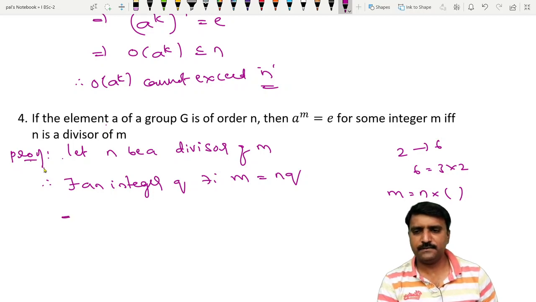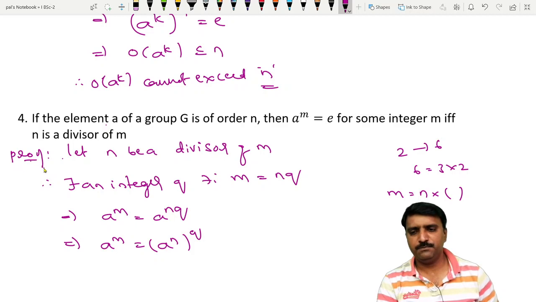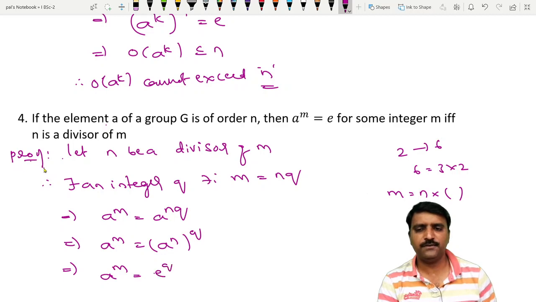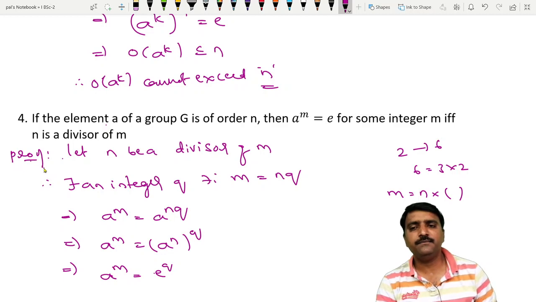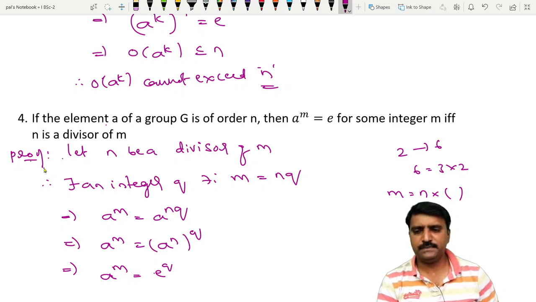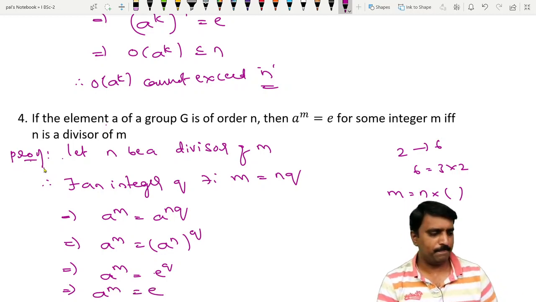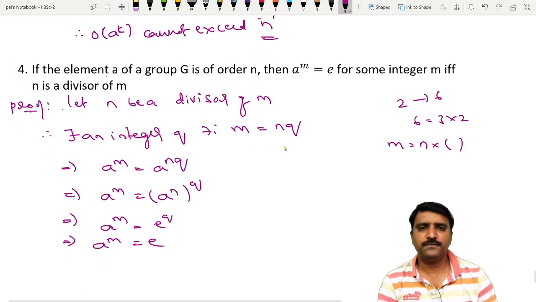Which implies that if m is equal to nq, then a to the power of m is equal to a to the power of nq, which implies that a to the power of m is equal to a to the power of n whole to the power of q, which implies that a to the power of m is equal to e to the power of q. This is because n is the order of an element a. If n is the order of an element a, then a to the power of n must give the identity element e. So it implies that a to the power of m is equal to e. Yes, that is the proof of the first part.